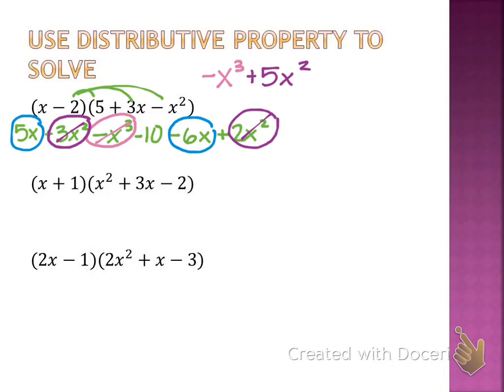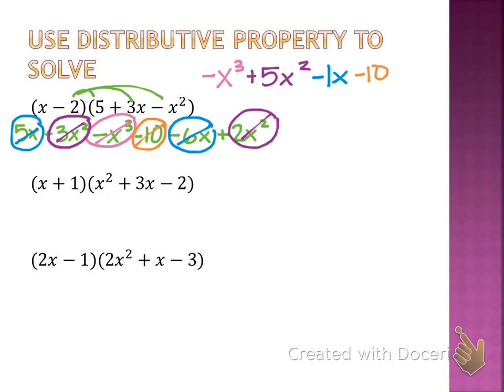Don't forget that sign there. It is a part of the 6x, okay? 5 minus 6x is negative 1x. Cross it out because I'm done. And lastly, I've got negative 10. There is no like term with negative 10, so I'm just going to write it here on the back.